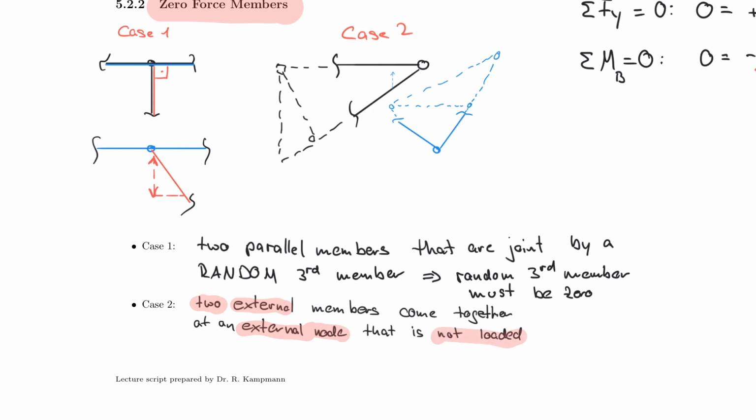And since we're highlighting, let's also talk about the parallel members here that are joined by a random third one. So then the random third one must be 0. And you can use this now to pretty much analyze systems before you actually run any numbers. And this can become helpful, as you will see on the next page.